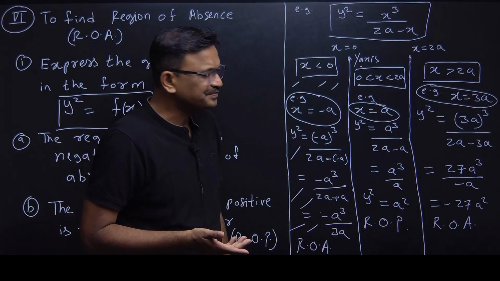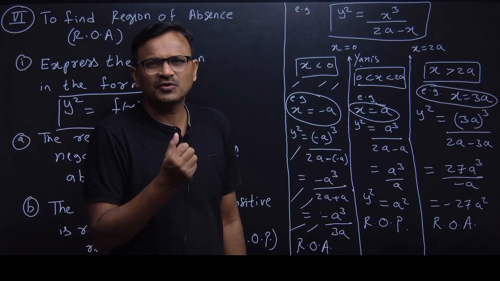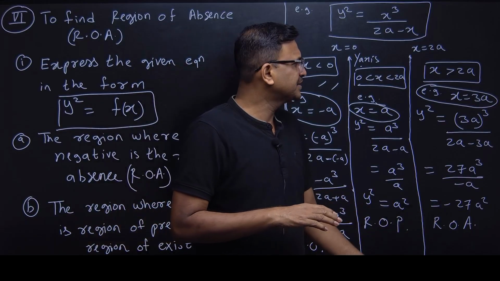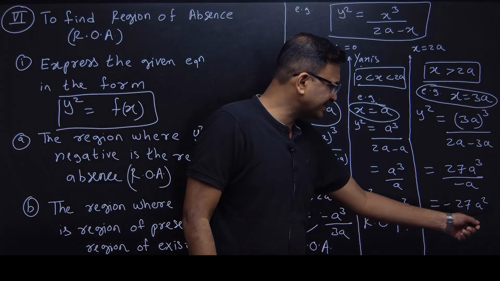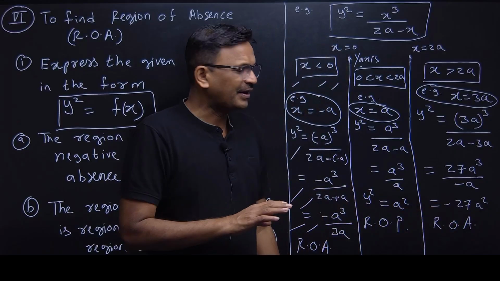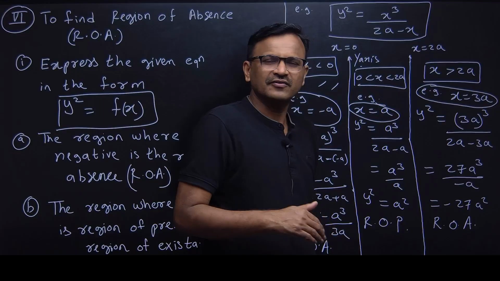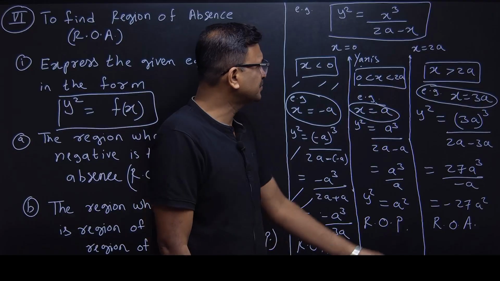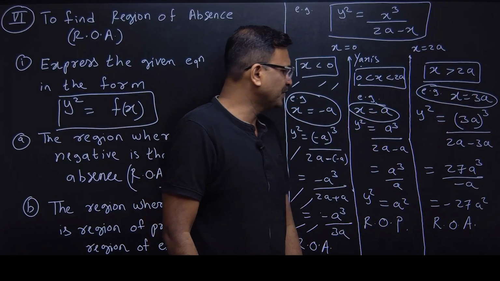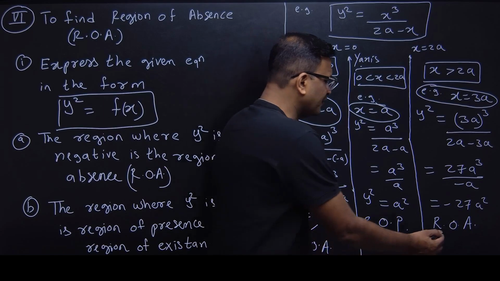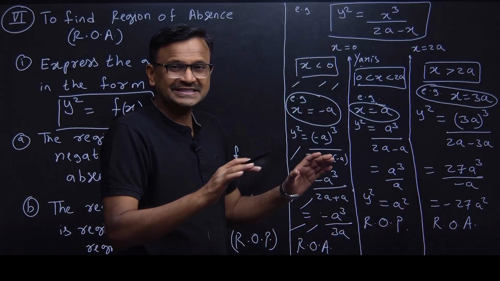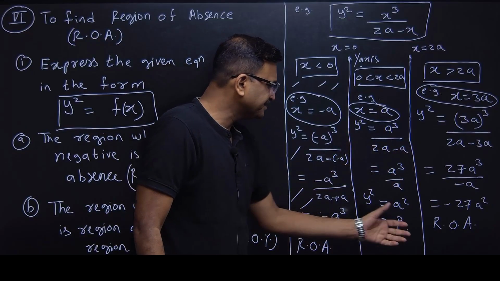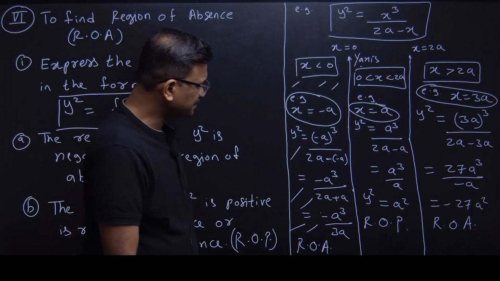Remember, our aim is to check whether y square is positive or negative. The region where y square is negative, like here y square is negative, so we say it is a region of absence. We are not interested in the magnitude here. We can do this part orally also. I have shown this for our understanding. Remember, if y square is negative, it will be a region of absence. So here this portion x more than 2a is a region of absence. The curve will not be present here. It is not existing in that region. It exists only in this region 0 to 2a where y square is positive.